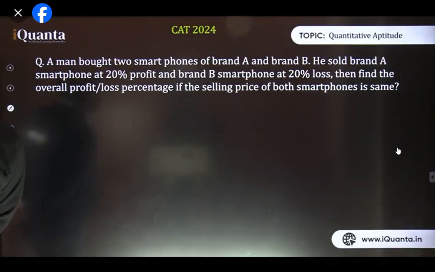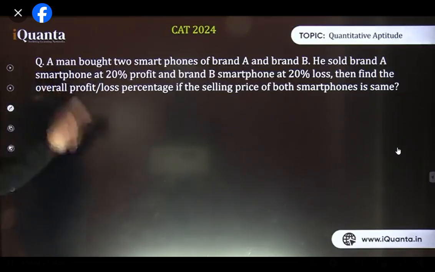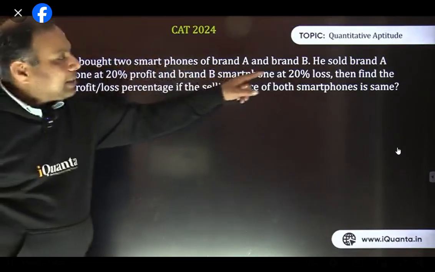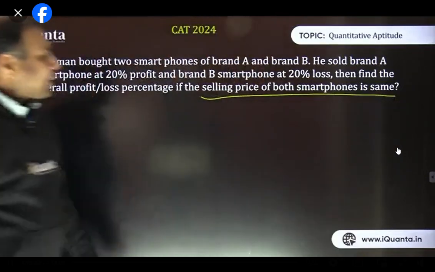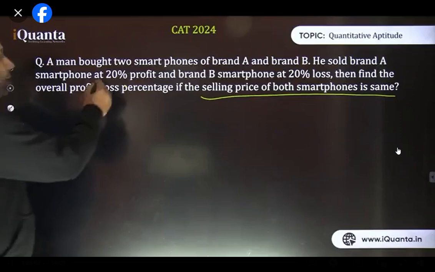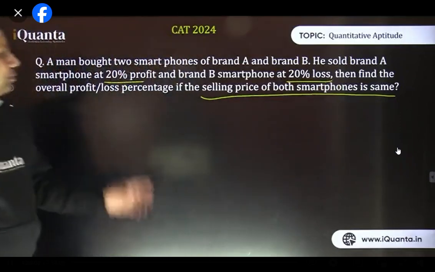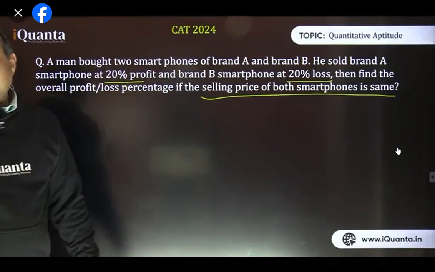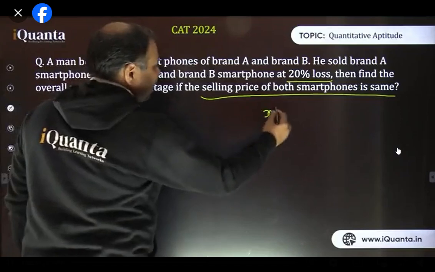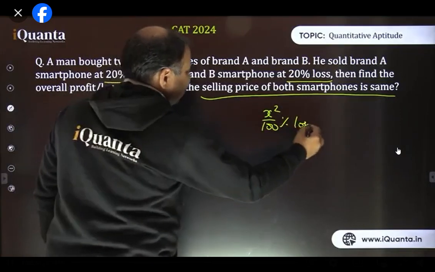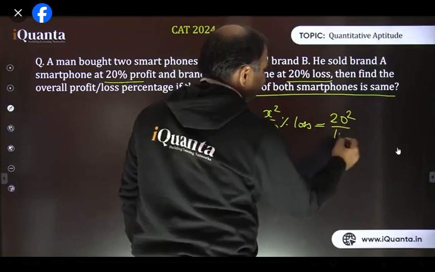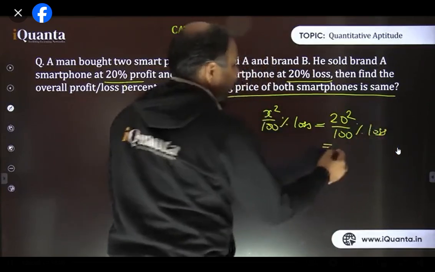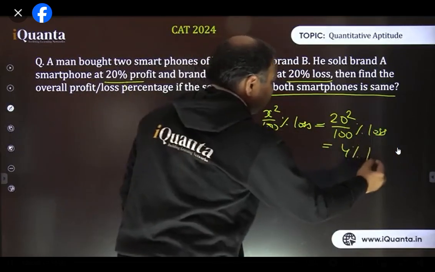Okay, so those who are writing the answer, I'm sure you remember the formula and you have used that. It's exactly the same situation which was mentioned there, that both products are being sold at the same selling price. Now one is being sold at 20% profit and other at 20% loss. So the answer was x square by 100% loss, right? So x comes out to be 20. If I apply the formula directly, 20 square by 100% loss. 20 square is 400. That comes out to be 4% loss.